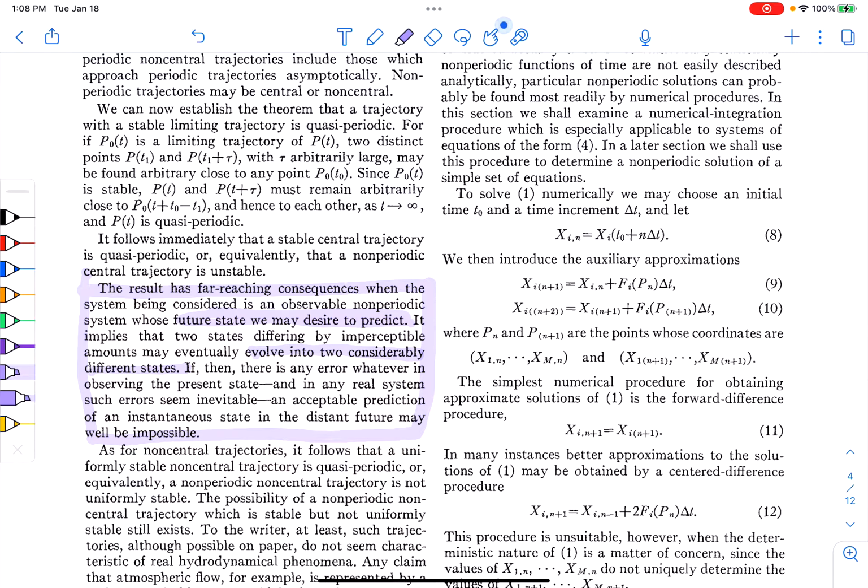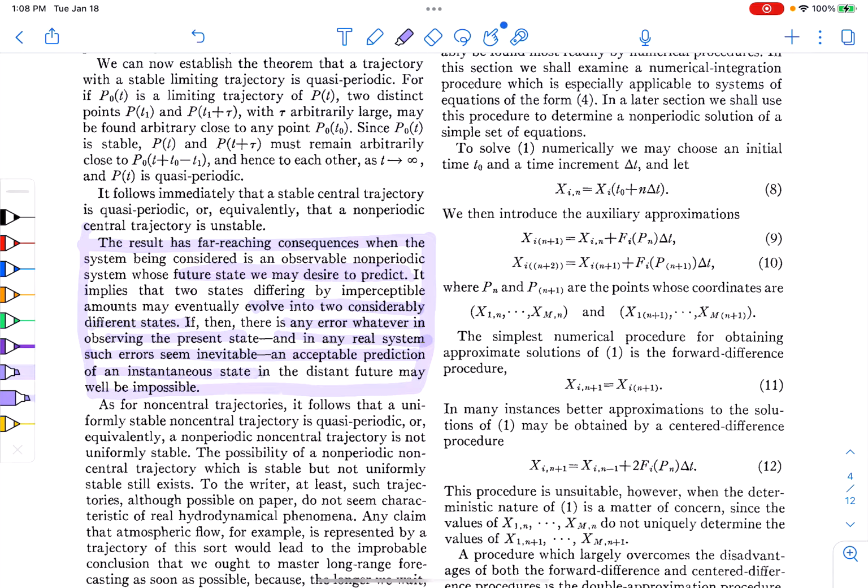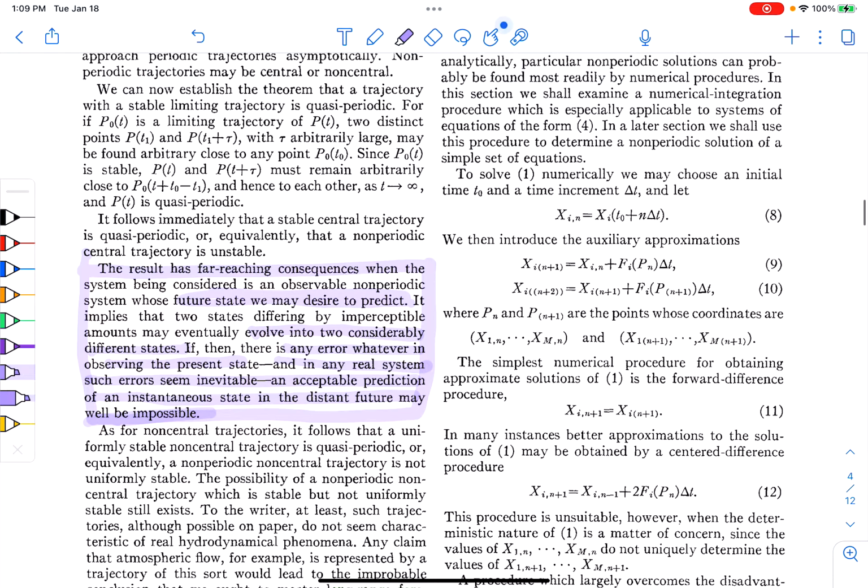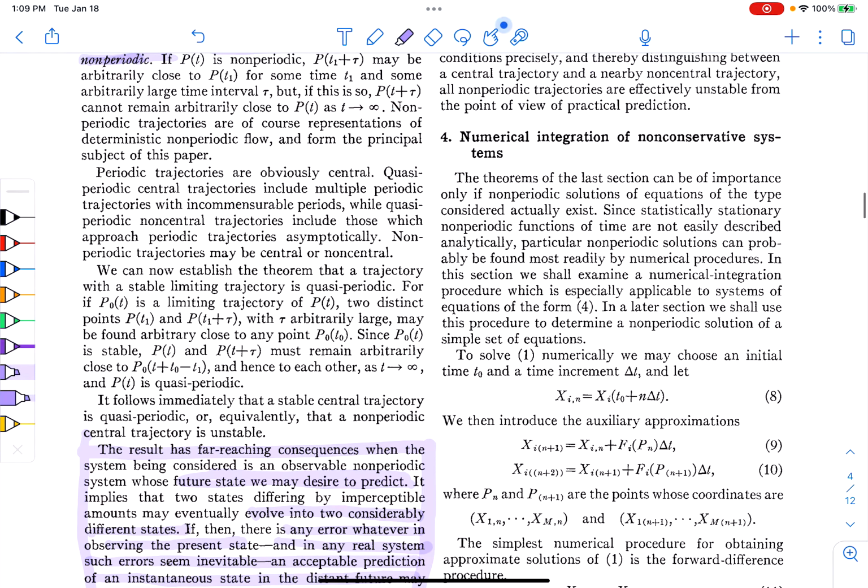Anyway, if there's any error whatsoever in the observed present state in any real system, such errors seem inevitable, and acceptable predictions of instantaneous states in the far future will be impossible. This is a really strong statement because it is really talking about weather prediction. Even if we are able to measure the entire state of the atmosphere at one time and integrate that system in time deterministically with a set of equations, it still may be impossible to predict the future because of small differences in the initial condition. And that's where I designed this homework for you. That's all the physics and philosophy.